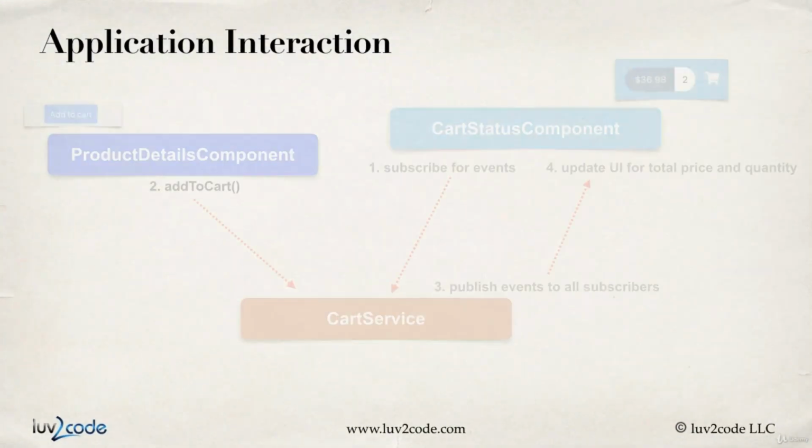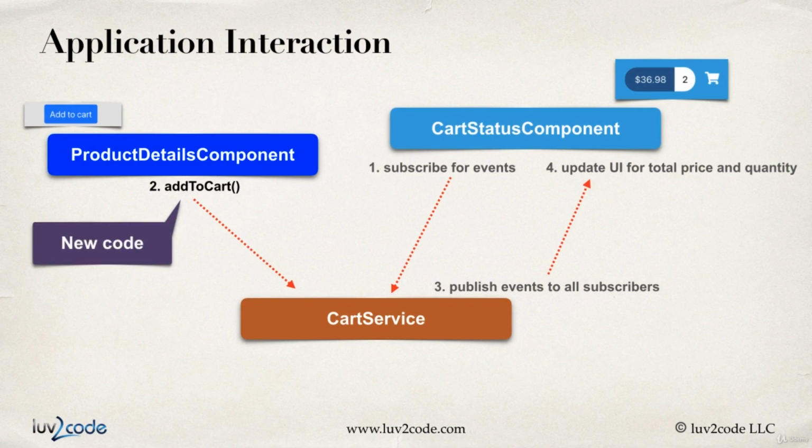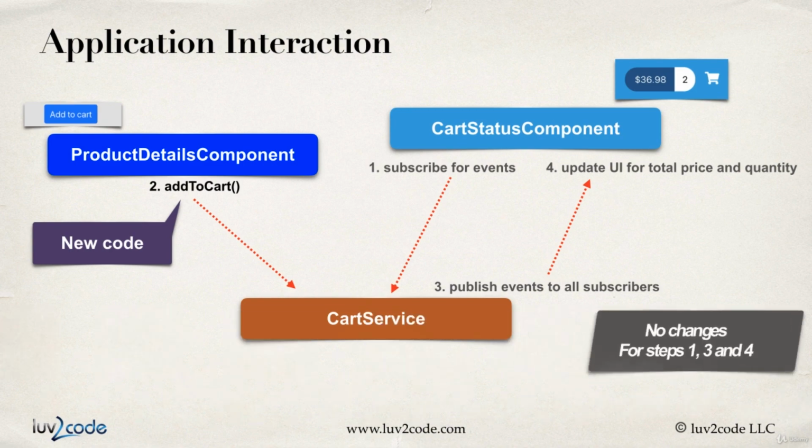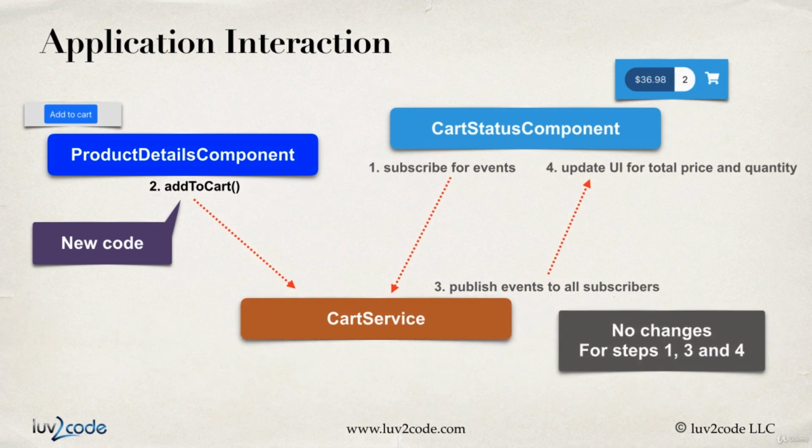Now with the application interaction, the only new code is right here on the product details component, where we actually have addToCart and we call a method on the cart service. But there are no changes for steps 1, 3, and 4. So everything over on the right-hand side, that's all the same. We're simply feeding data to the cart service, and the cart service is responsible for publishing the events to all subscribers. So the really nice thing about this is that we can leverage a lot of the work that we did before. We're simply adding on a new piece of code here for calling a method on the cart service and adding data to it.